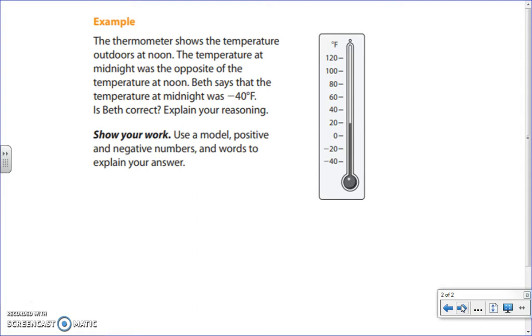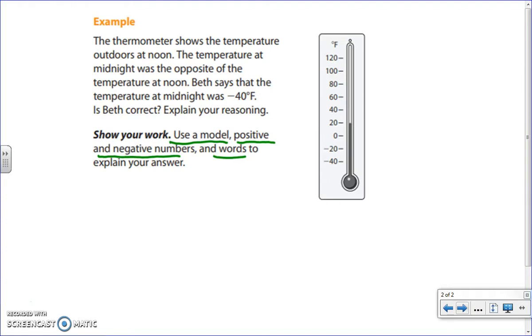It also says to show your work. Use a model, positive and negative numbers, and words to explain your answer. So I'm going to be looking for these three things: a model, positive and negative numbers, and words to explain the answer. So that's going to be your requirement to do on the back of this paper. All those things need to be covered.